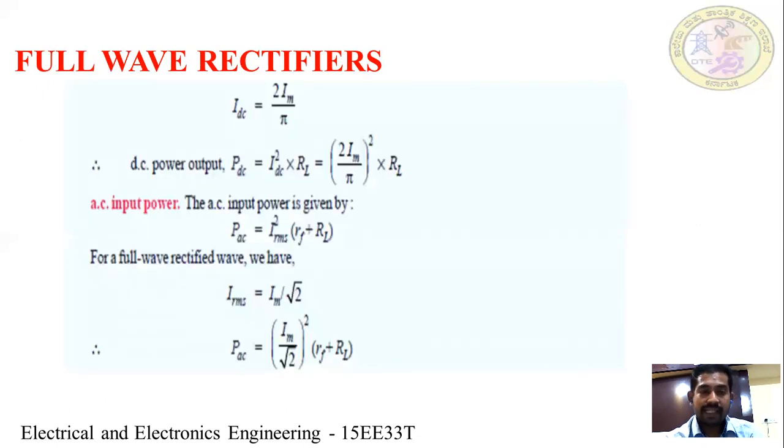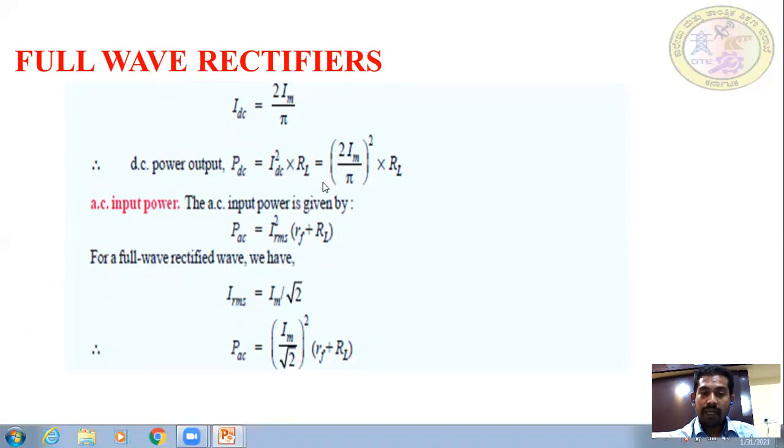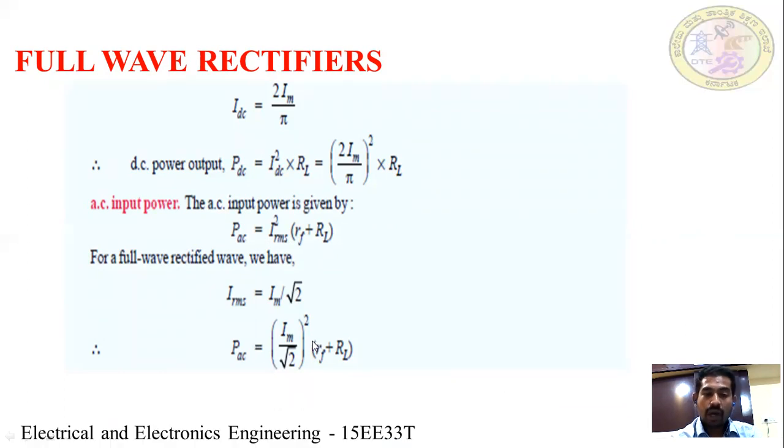Therefore, the IDC is given by 2Im by pi. The DC power is PDC equal to I square DC into RL, that is 2Im square by pi into RL. The AC input power is given by PAC equal to I square RMS into RF plus RL. For full wave rectifier, we have IRMS equal to Im by root 2, so PAC is equal to Im by root 2 whole square into RF plus RL.